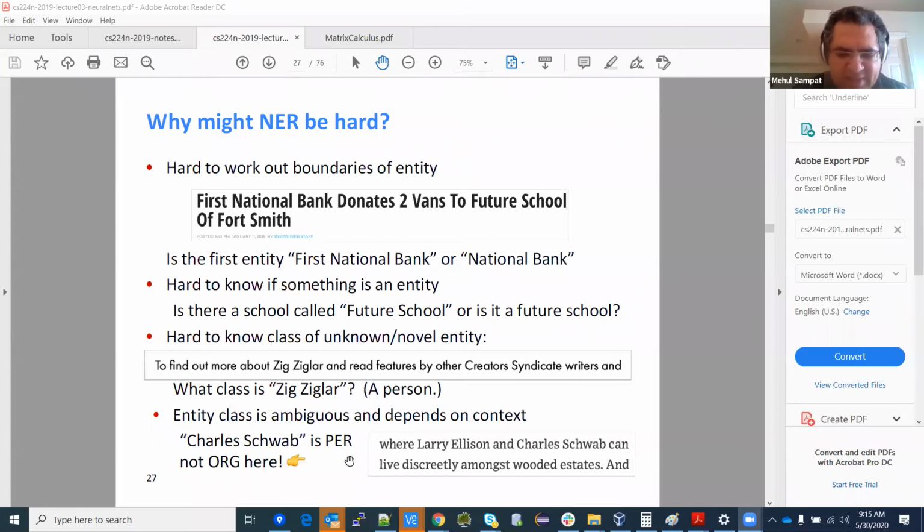Yeah. So the context matters. So here in this sentence, "when Larry Ellison and Charles Schwab can live discreetly among their wooded estates," we are referring to the person. But in many other documents, when you first think of Charles Schwab, it's a firm, right? You think of it as a firm.